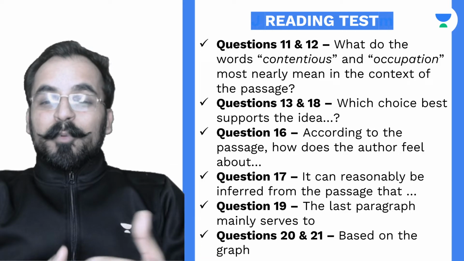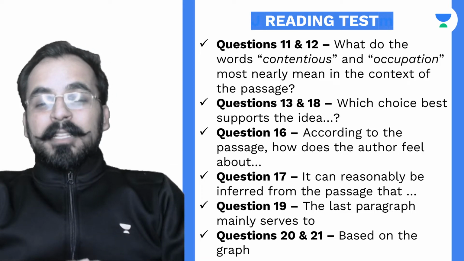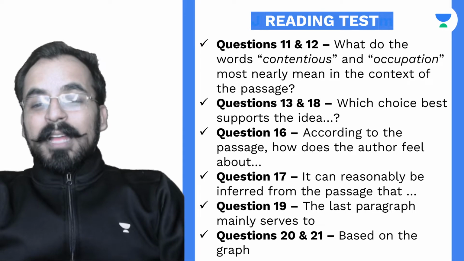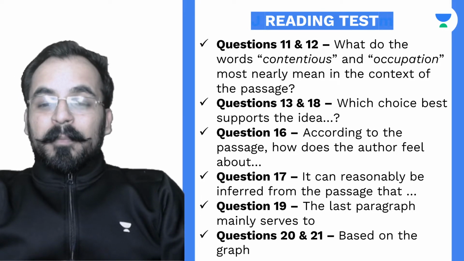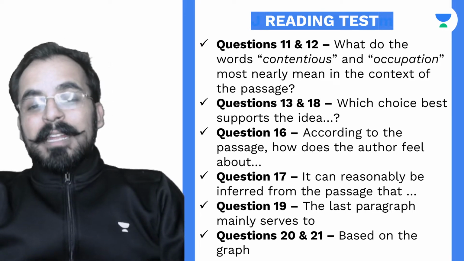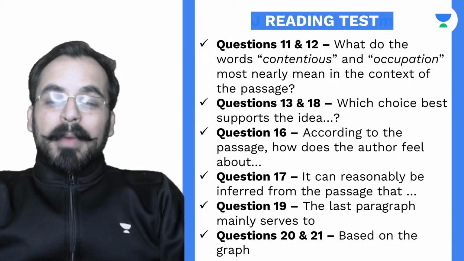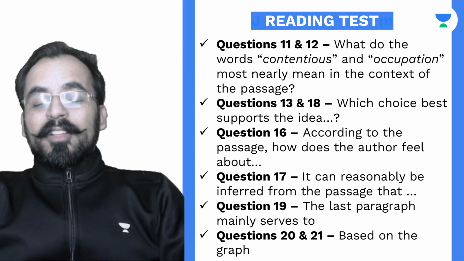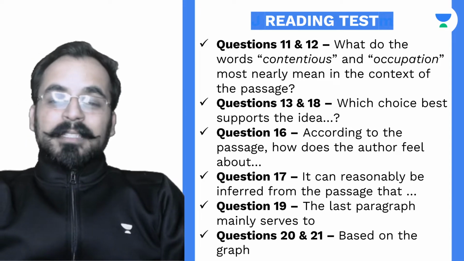Question number 19, very important again, where you are supposed to answer the purpose of the paragraph. Here you were asked about the purpose of the last paragraph in the second passage. And questions 20 and 21 were based on the line graph given in the passage.